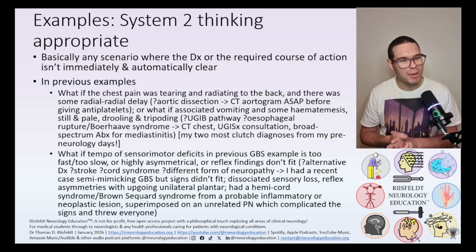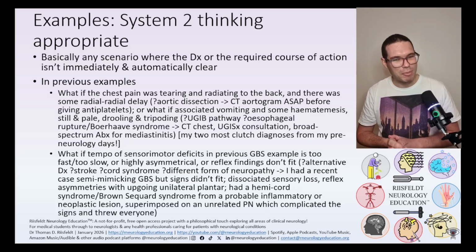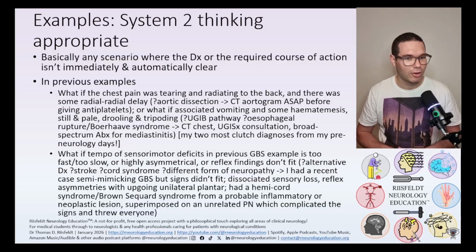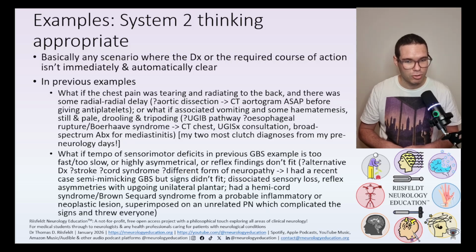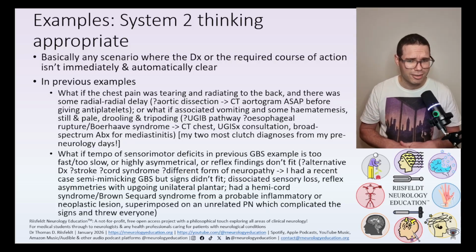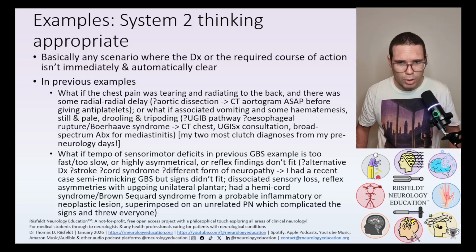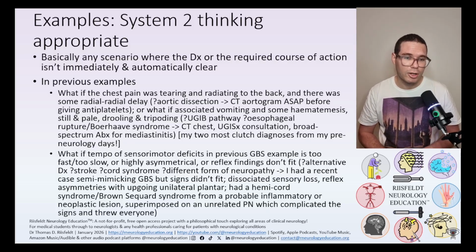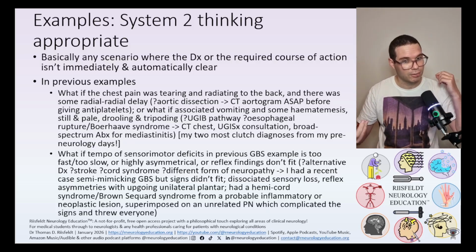And I chose them because they're probably my two most clutch diagnoses that I made in my pre-neurology days. A bit of an odd flex there, but there was one case when I was doing cardiology when I just thought, this just doesn't seem like all the acute coronary syndromes I've seen over the last 3 months. We should image this patient for a dissection, and they had one. And then on a gastroenterology rotation, I had this young guy, and he just didn't look like all the upper GI bleeds I'd seen in the preceding 3 months. He looked like he was about to die. He was pale as a ghost and tripoding and drooling, and I just thought that it didn't look like a classic peptic ulcer disease, and we imaged and he had a Boerhaave syndrome. So that's when systems two thinking really kicks in.